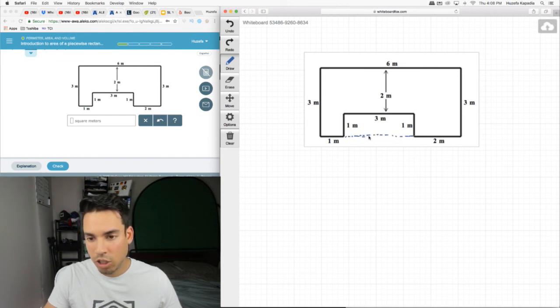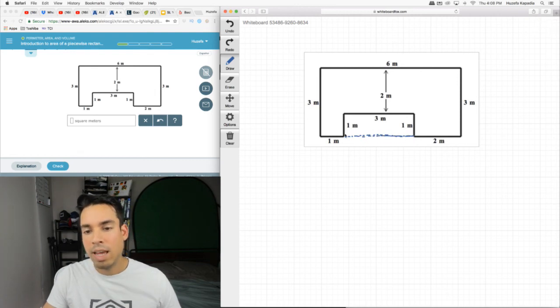this could have been one giant rectangle. And if this had been one giant rectangle, what would have been the area of this entire thing? Well, the height is 3. And the width, or the length or whatever, is 6. 6 times 3 gives us a total area of 18.